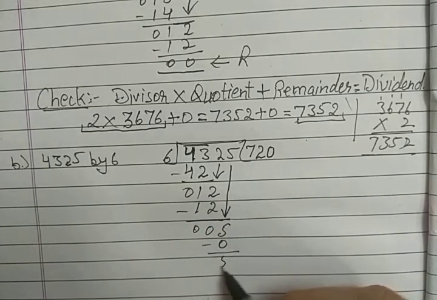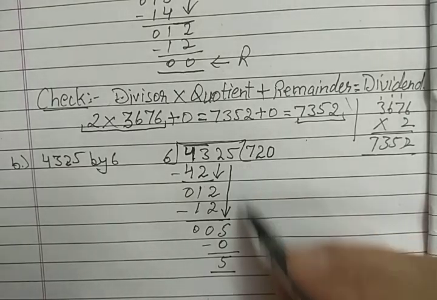0, and what is left is 5. Now there is no digit to come down.